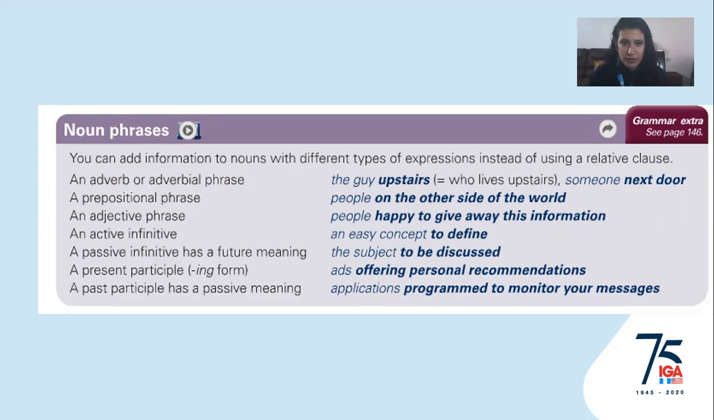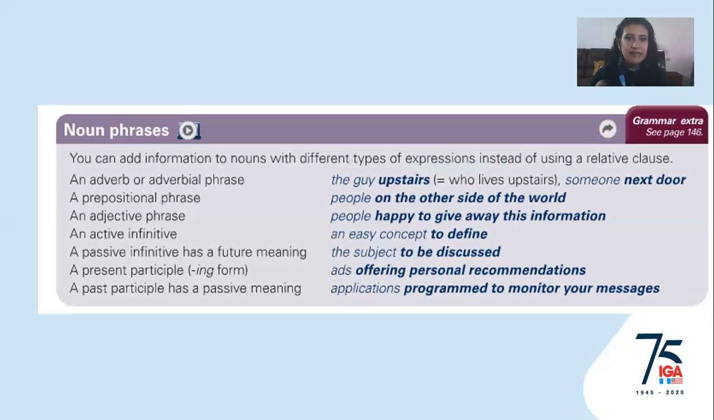So let's see this. You can add information to nouns with different types of expressions instead of using relative clauses. First one, an adverb or adverbial phrase, right? So we have the guy upstairs, which equals who lives upstairs. Someone next door, right? So we have the person that is next door. Upstairs and next door, adverbial phrase. Prepositional phrase: people on the other side of the world. In this case, on is your preposition, okay?